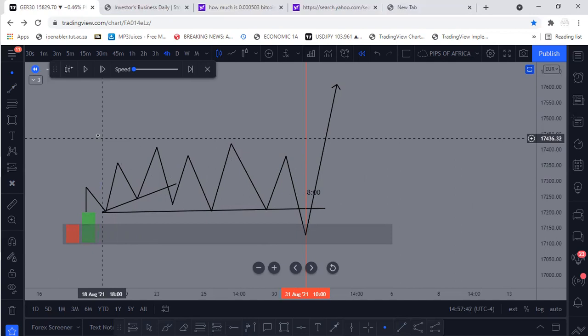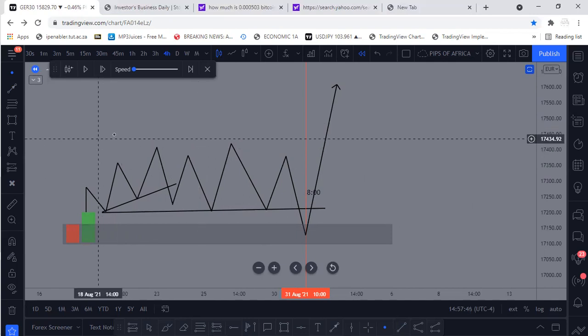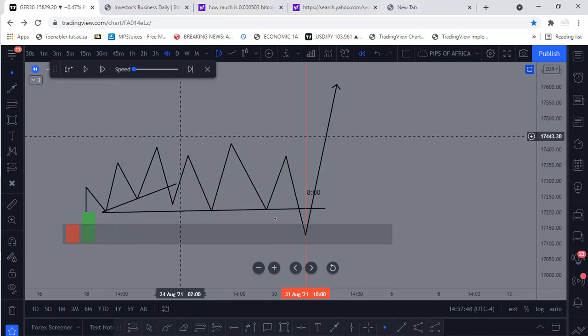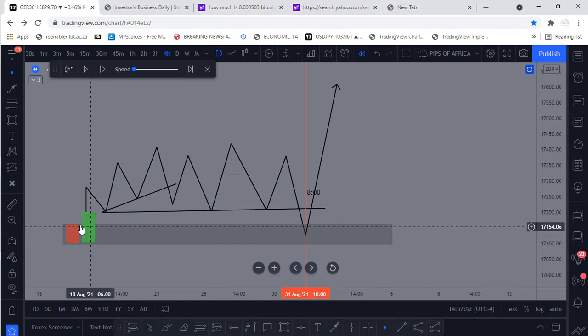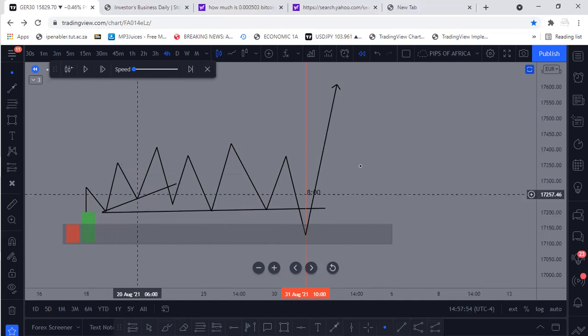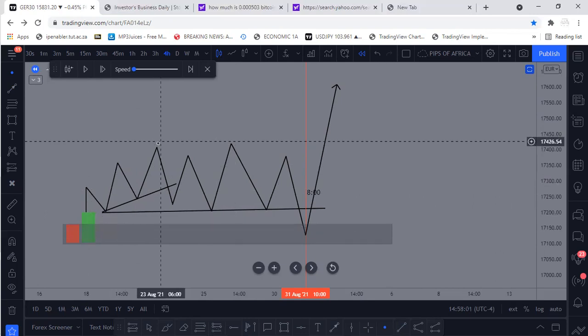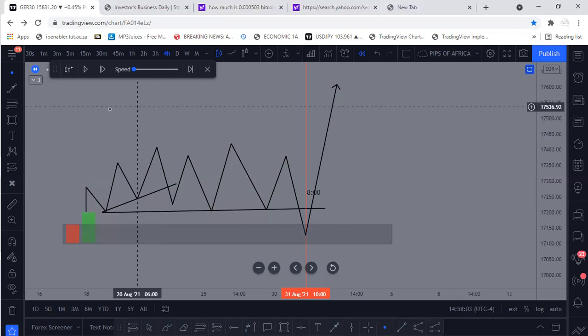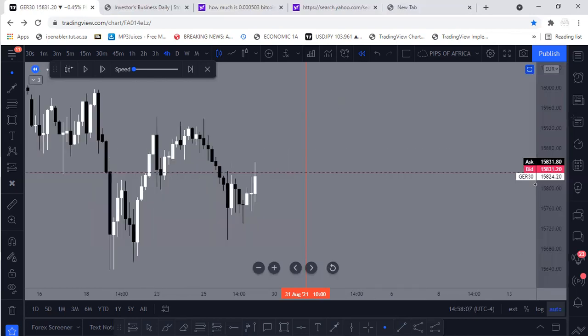If the market is going to sell, it will range below an order block. But if the market is going to buy, it will range above an order block. If the market is going to sell, it will create liquidity, consolidating below an order block. Let me show you what I'm talking about.